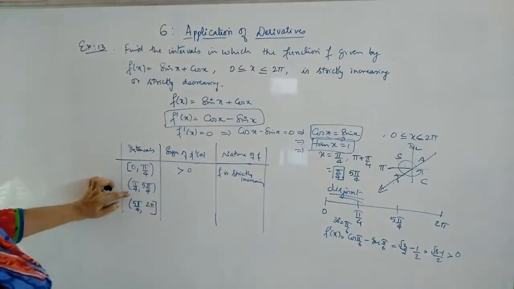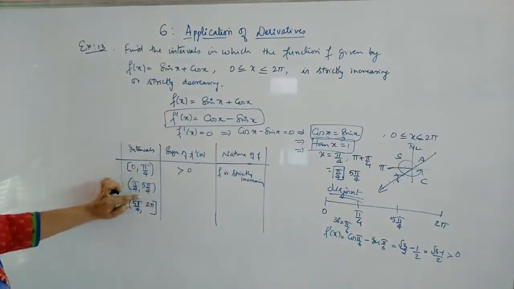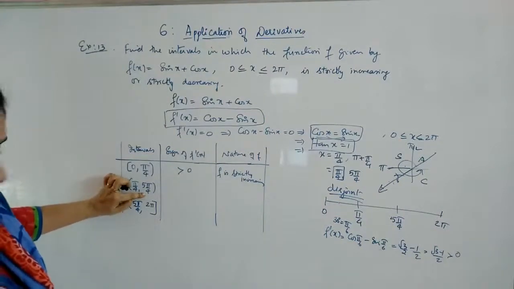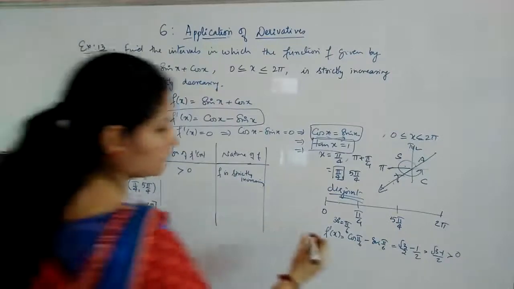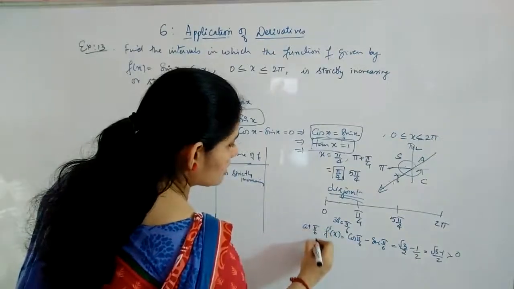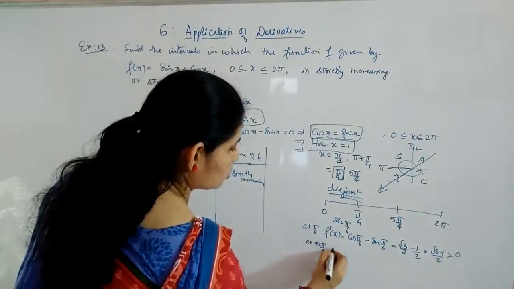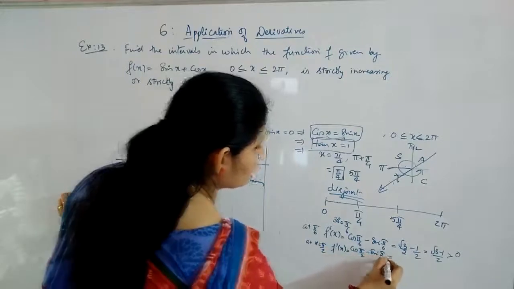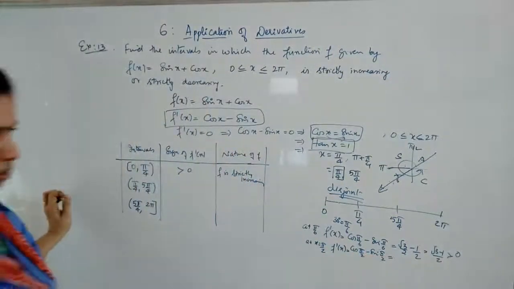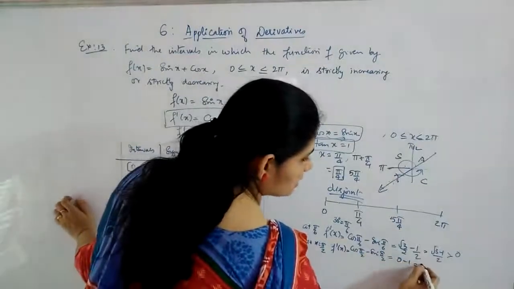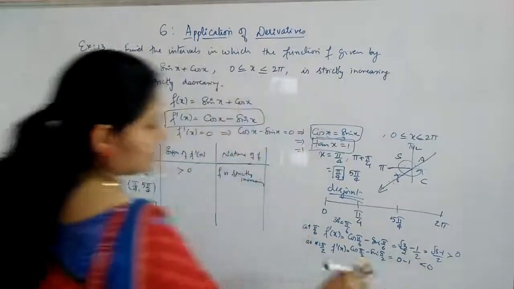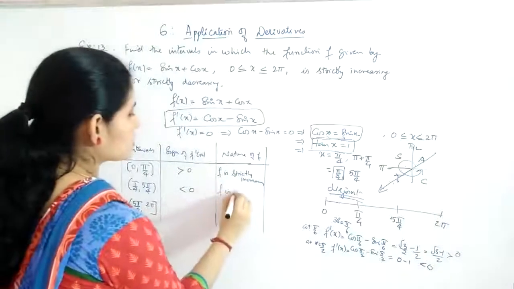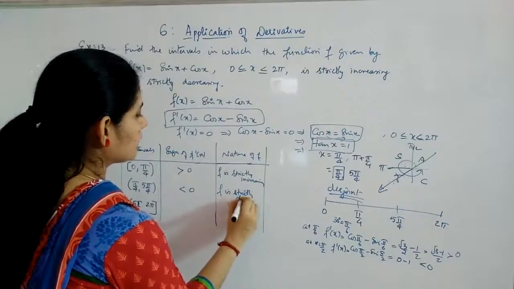Now for the next interval pi by 4 to 5 pi by 4, if you choose any value, this pi by 4 is 45. Here you are getting 180 plus 45. So you can take pi by 2 which is comfortable. Okay. So here you have checked at pi by 6. Now we are checking at x equal to pi by 2. What will be f dash of x? Cos pi by 2 minus sin pi by 2. Cos 90 is 0, sin 90 is 1. So 0 minus 1 is again less than 0. Okay. Negative value you are getting. So it is less than 0. Hence the function is strictly decreasing.